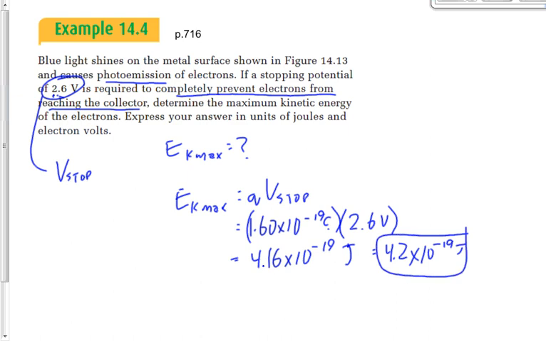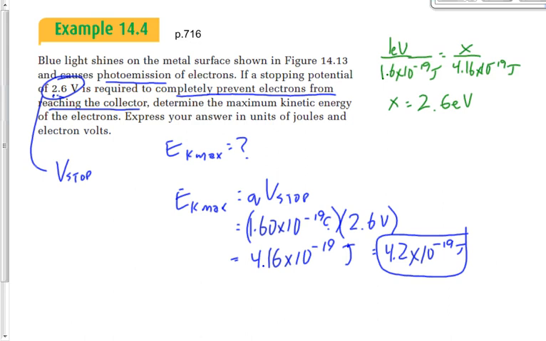We've dealt with problems involving photon theory where we've had joules or electron volts. If you're using all standard units, then you're going to get standard units out of it. If you're using coulombs and volts, you're going to get joules out of it. Now let's convert that to electron volts. Let's say 1 electron volt over 1.6 times 10 to the minus 19 joules equals x electron volts over 4.16 times 10 to the minus 19 joules. We do the math there, it works out to be 2.6 electron volts.